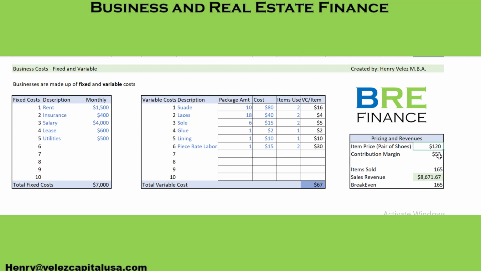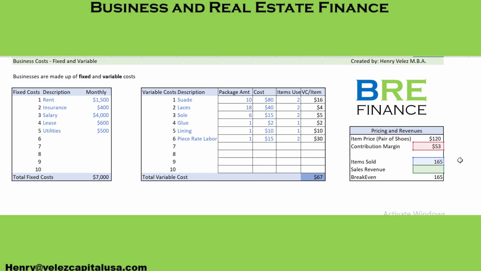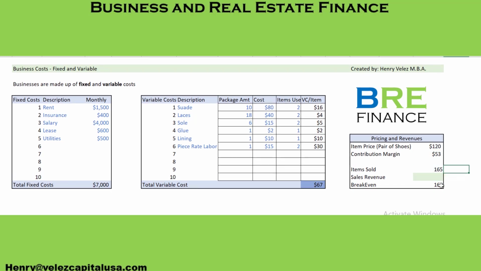The contribution margin, though, that is the item price minus the variable cost. So every time you sell a shoe, this is the actual profit that you make, and that's separate from the total fixed cost. And we'll get into that in 1 second.